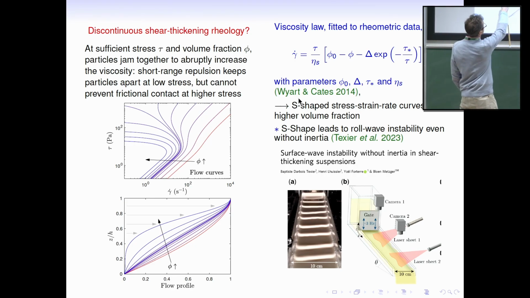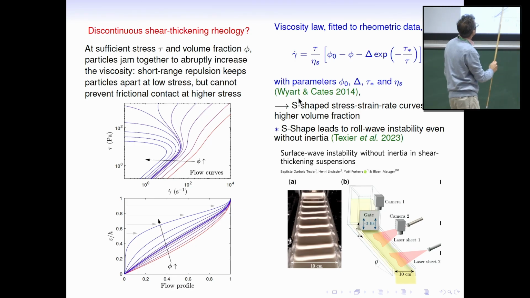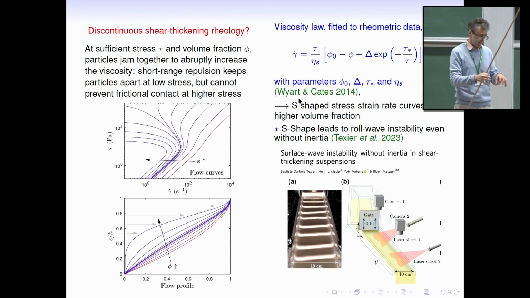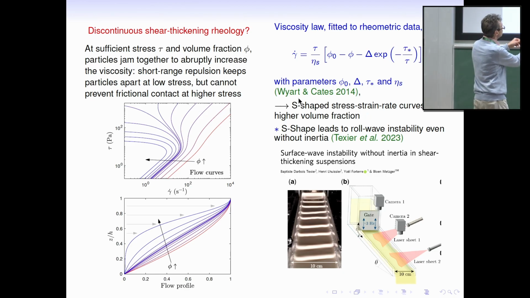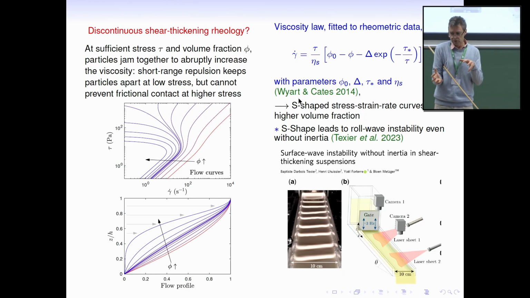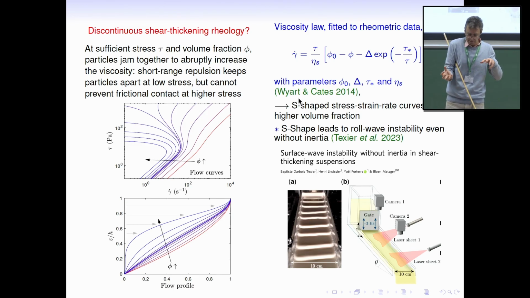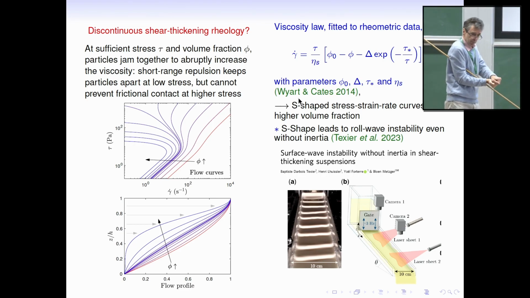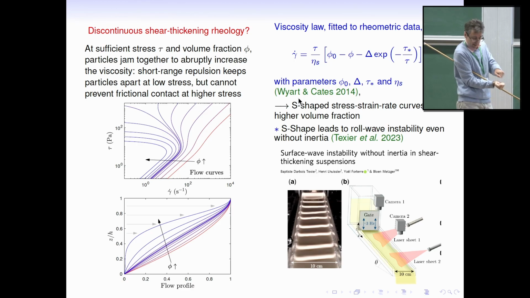So, discontinuous shear thickening rheology. What's that? Well, the idea is that you have a suspension of particles, and they have some short-range repulsive interactions. It keeps them apart, as long as you're not pushing them together too much. So they're happy to move sedately around each other and maintain a relatively low viscosity until you jam them together by pushing too hard. And then when you jam them together, they come into contact, you generate a lot of friction, and the resistance massively goes up.